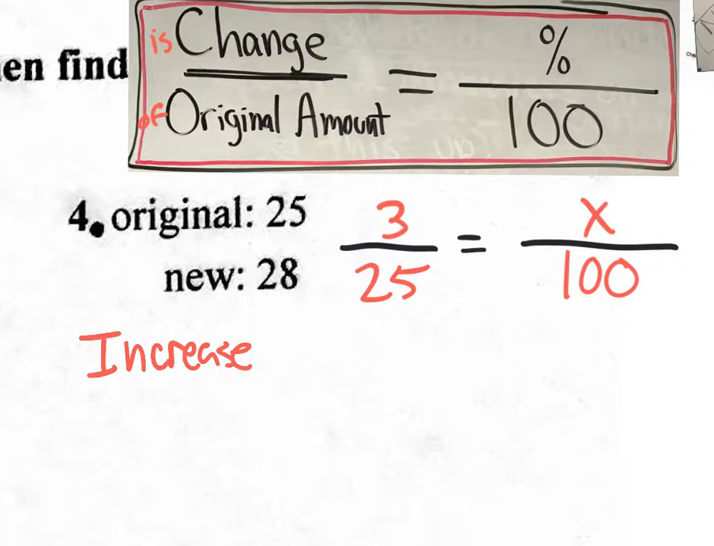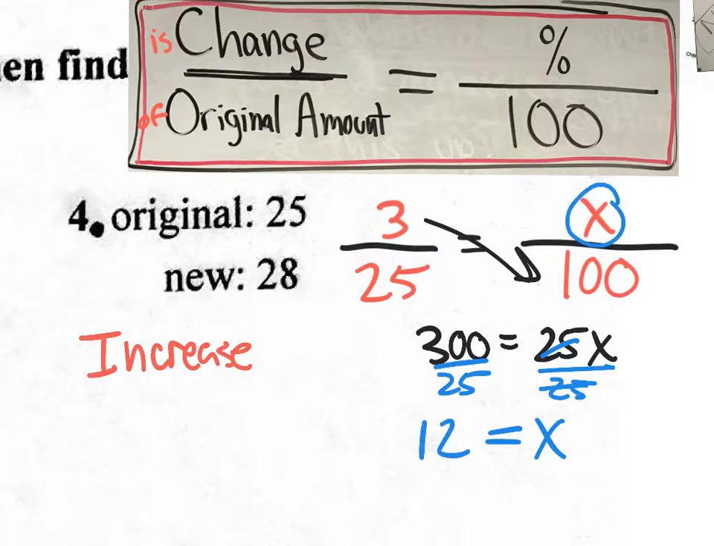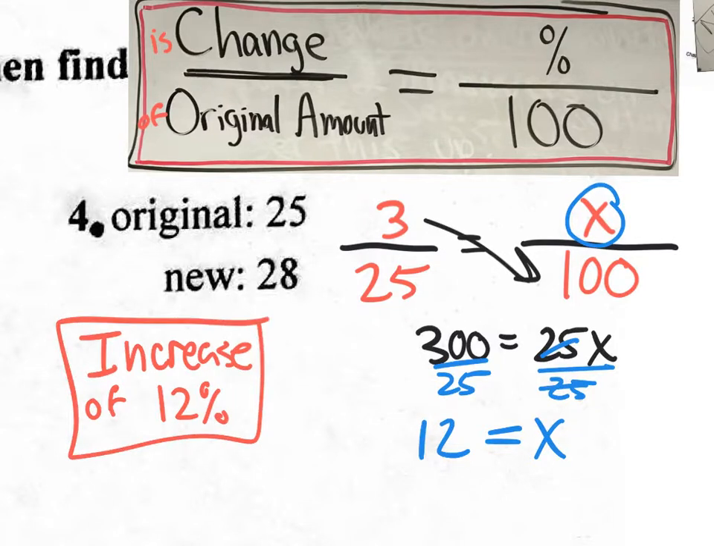But let's find out what percentage of an increase it actually went up. So we're going to do that by cross multiplying. So you go 3 times 100, that's 300, equals 25 times x, that's 25x. So with the calculator, you could simply divide by 25, x equals 12. So again, we found x, and in this case, we were looking for the percent. So we are talking about an increase of 12% or by 12%. That's your answer.